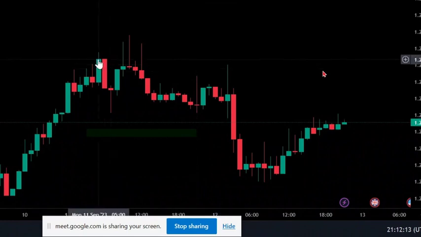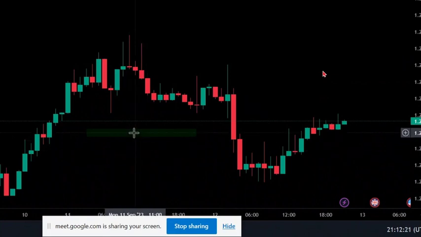Boom. This candle. Exactly. That's the order block right there. Go ahead and mark it up. Mark the zone up.